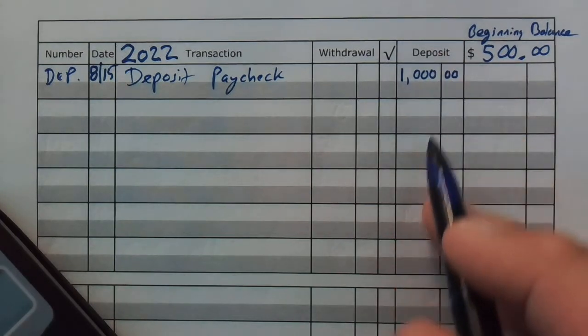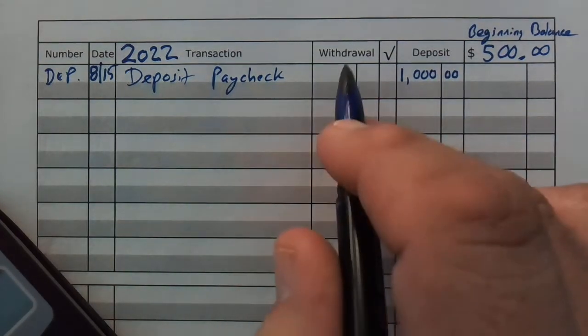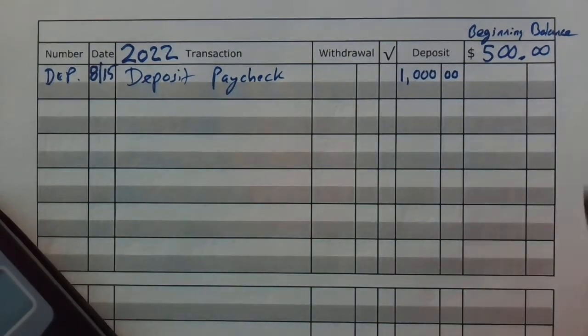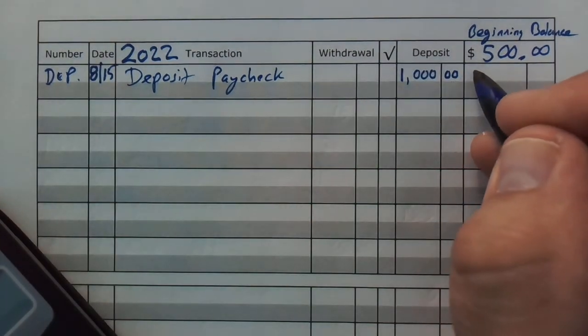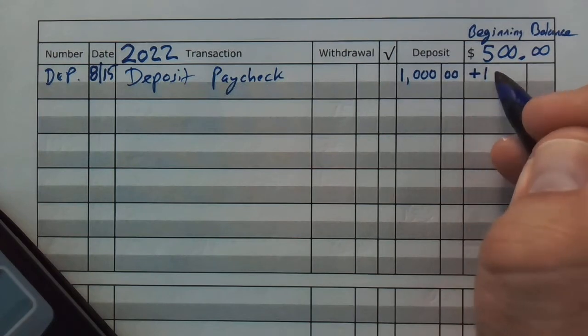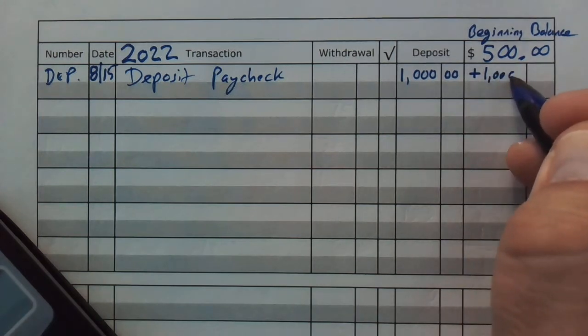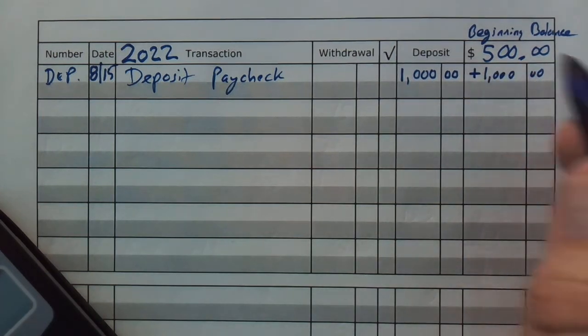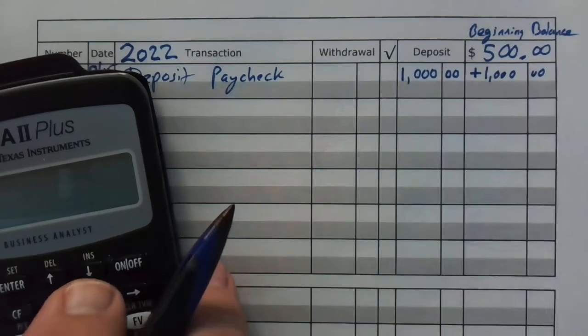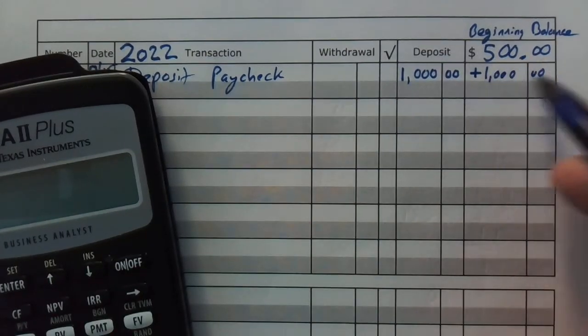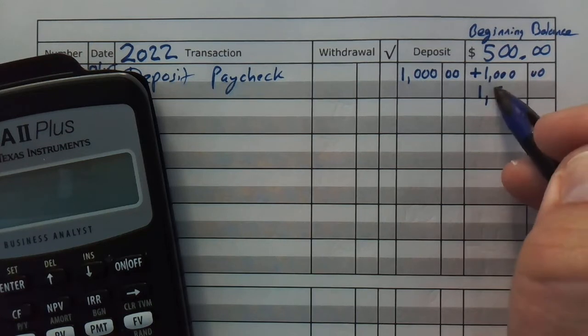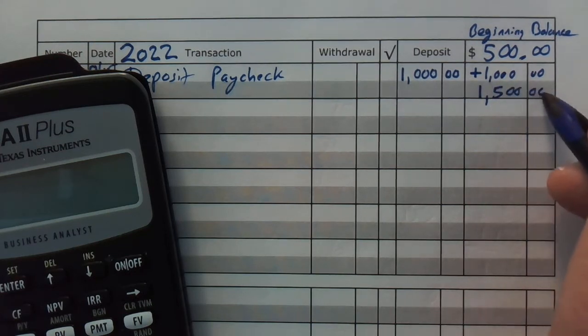And all the deposits are going to go in this column and all the withdrawals are going to go in that column. So I carry this over and, just for clarity's sake, I go ahead and put plus 1,000 here. And then I want to add it, right? So I have the $500 and I'm going to add 1,000. So I wind up with $1,500. So this is my new balance.